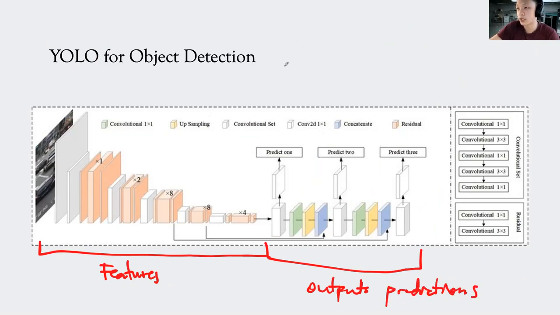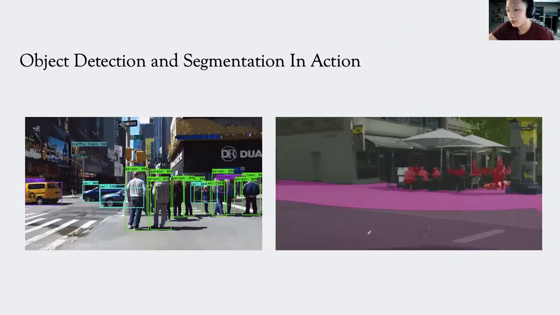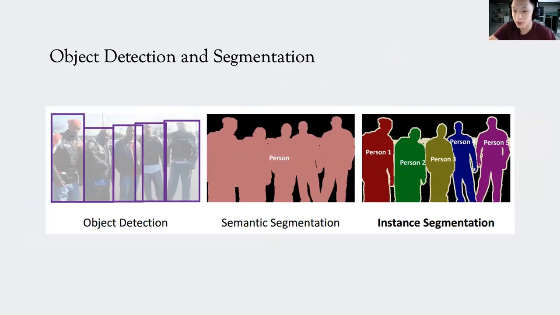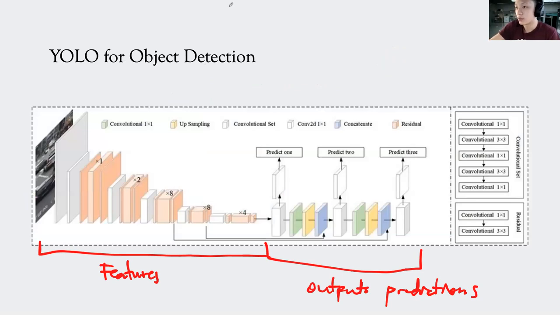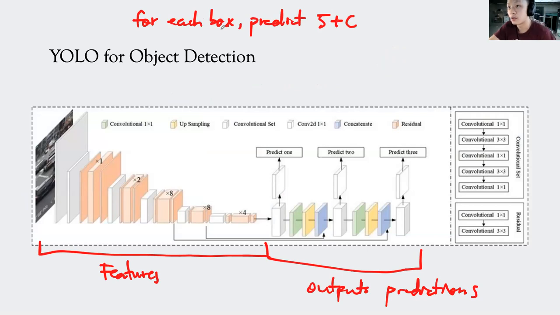So it outputs the predictions, but how does it output its predictions? For all of the bounding boxes that it proposes, it basically does brute force. It goes through an image, and it'll propose all types of bounding boxes, like this, like this, like this, et cetera. It'll fill the entire image with bounding boxes. And for each of these bounding boxes, for each box, predict 5+C values.